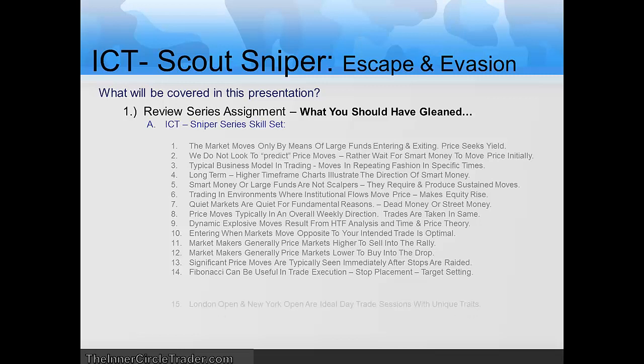Now, London Open and New York Open are ideal day trade sessions with unique trades. Typically, we learned that the London Open has specific characteristics that are inherently directly related to the higher low of the daily range, and the New York Open typically has a specific characteristic that is in relationship to what takes place during the London Open. And by specifically trading those time windows or ICT kill zones, you have the highest probability to trade when specific market turning points take place.